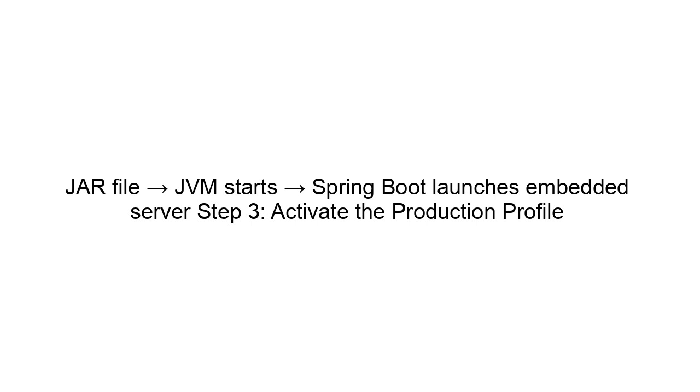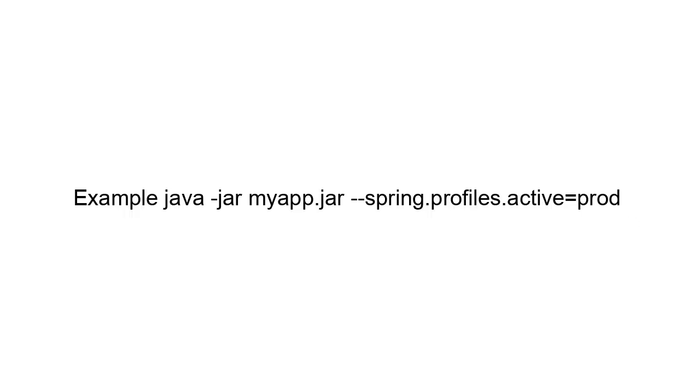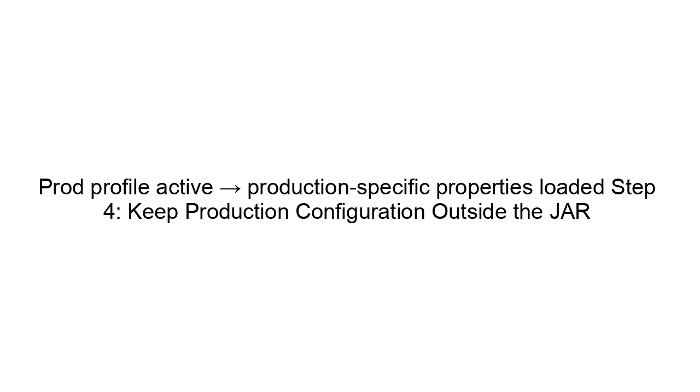Step 3. Activate the production profile. In production, you usually do not want development settings. Spring Boot profiles let you separate dev, test, and prod configuration. Externalized configuration and command line arguments can be used to activate the right profile. Example: java -jar myapp.jar --spring.profiles.active=prod. Example concept: prod profile active means production-specific properties are loaded.